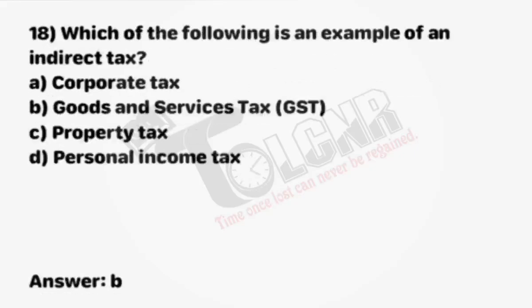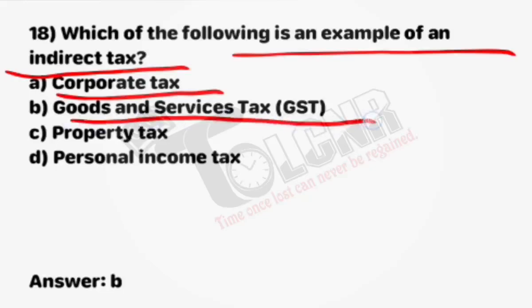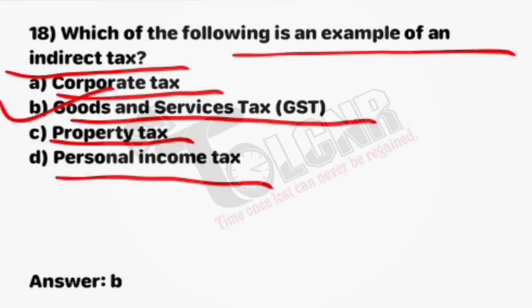Next question is, which of the following is an example of an indirect tax? Option A is corporate tax. Option B, goods and services tax, GST. Option C, property tax, and option D, personal income tax. Option B is correct. Goods and service tax. GST is an example of an indirect tax, right?